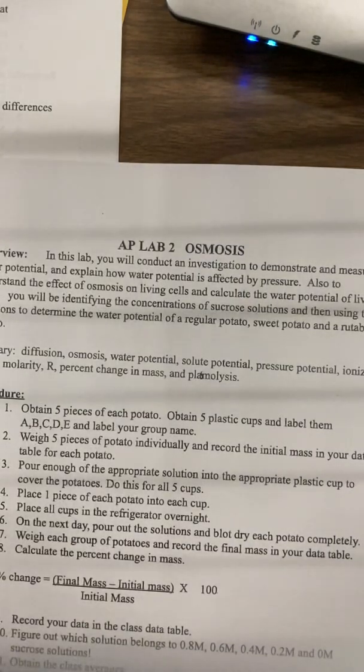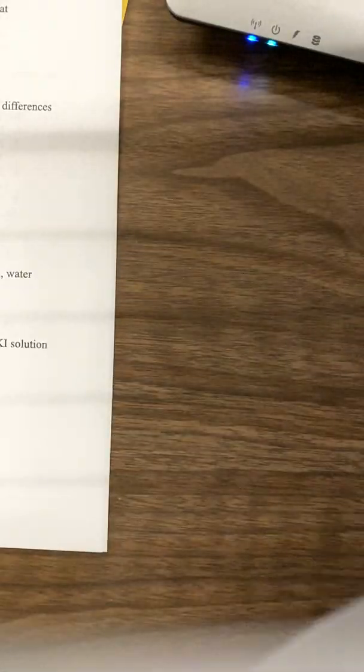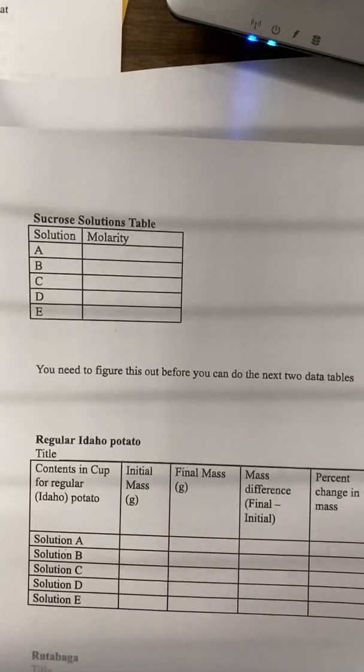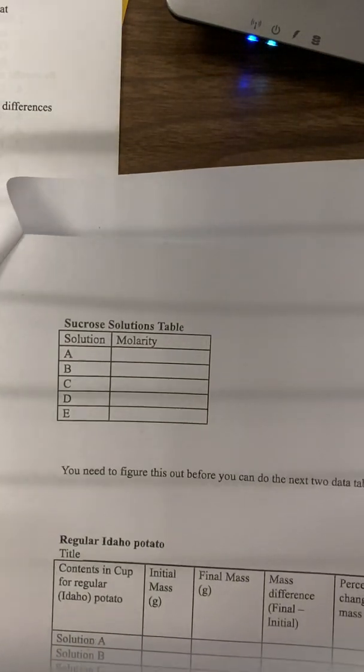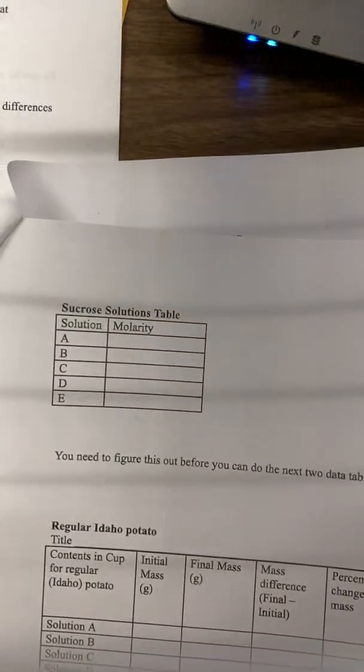Before you put them in the solution, you need to weigh them. Each group will have their own scale, and you're going to weigh these 5 pieces of potatoes individually and record that into your data table. After you draw these 5 cups with the potato inside them, you're going to actually cut out your data tables. I provided you data tables here. You can see this is the one that's going to figure out which molarity is which solution, and you can't do anything until you figure that out.